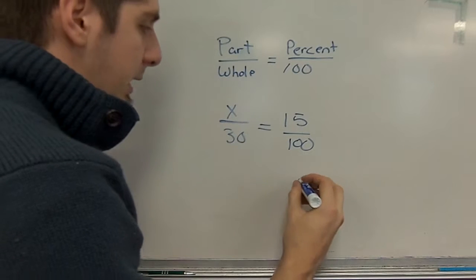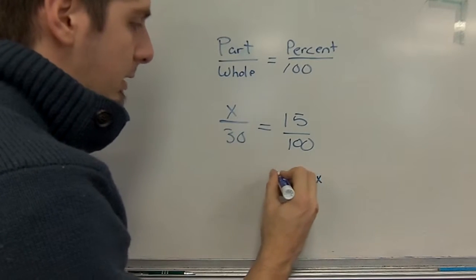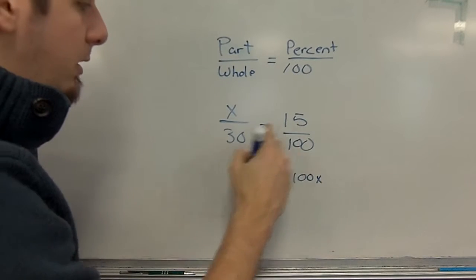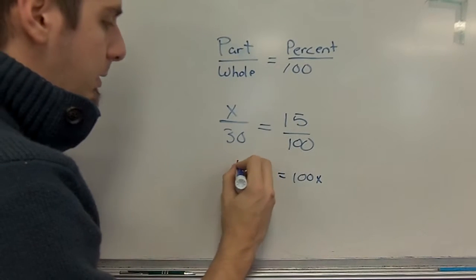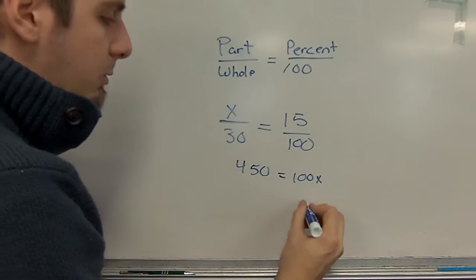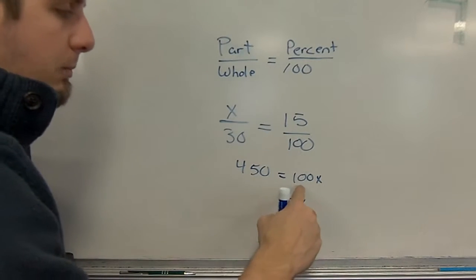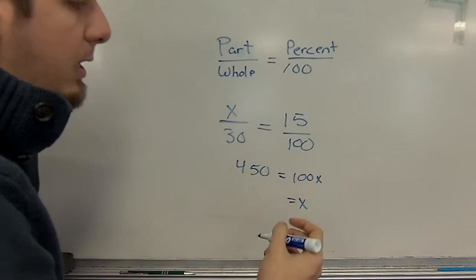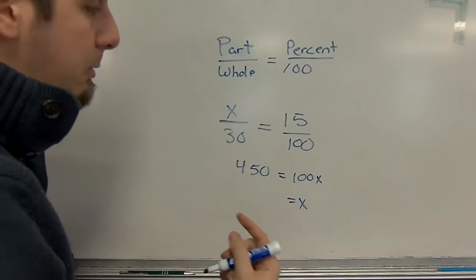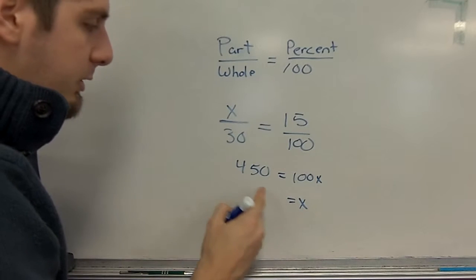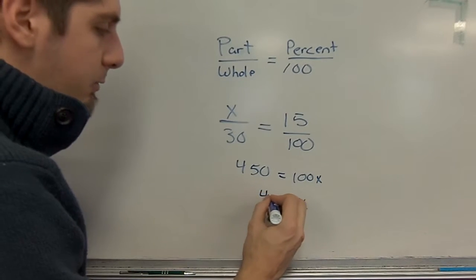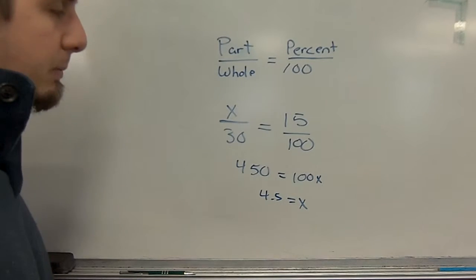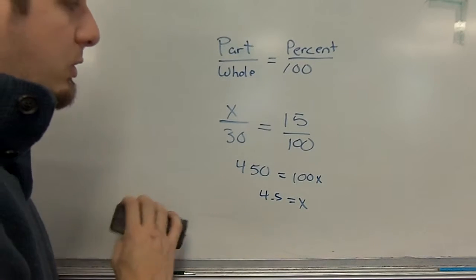So if we cross multiply again, we get 100X equals 15 times 30. 10 times 30 is 300, 5 times 30 is 150, we get 450. And since this is a one-step equation, the 100 is being multiplied, so we divide both sides by 100 to get X on the right. 450 divided by 100 is 4.5. So this is just an example of how the percent equation is used.